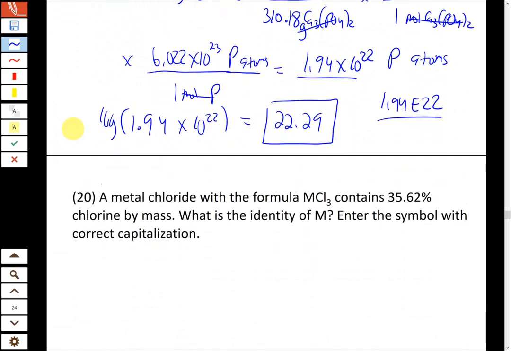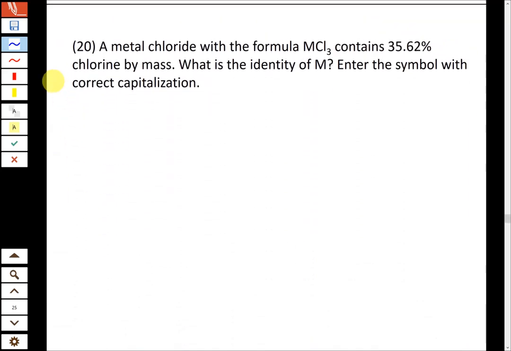All right, and then the next one is another problem that deals with mole conversions. It's an unknown element problem, which we've had a few different flavors of throughout this course. Typically when you're trying to identify an unknown element, or in many cases an unknown compound, what you want to be able to do is find the atomic mass, or in the case of a compound, the molar mass of that compound. So here we have a metal chloride that has the formula MCl3. That tells us that whatever the metal is, it is paired with 3 chlorides as the counter ion. And it contains 35.62% chlorine by mass.